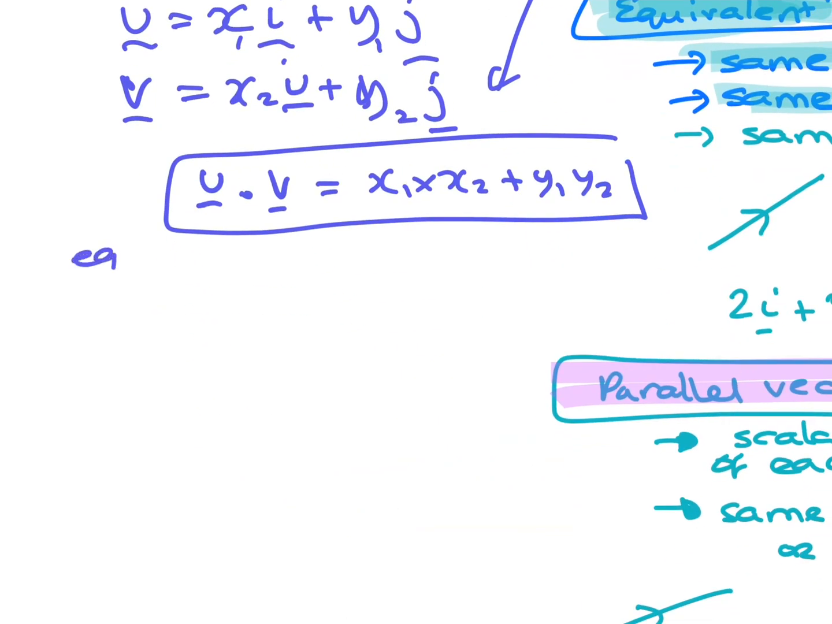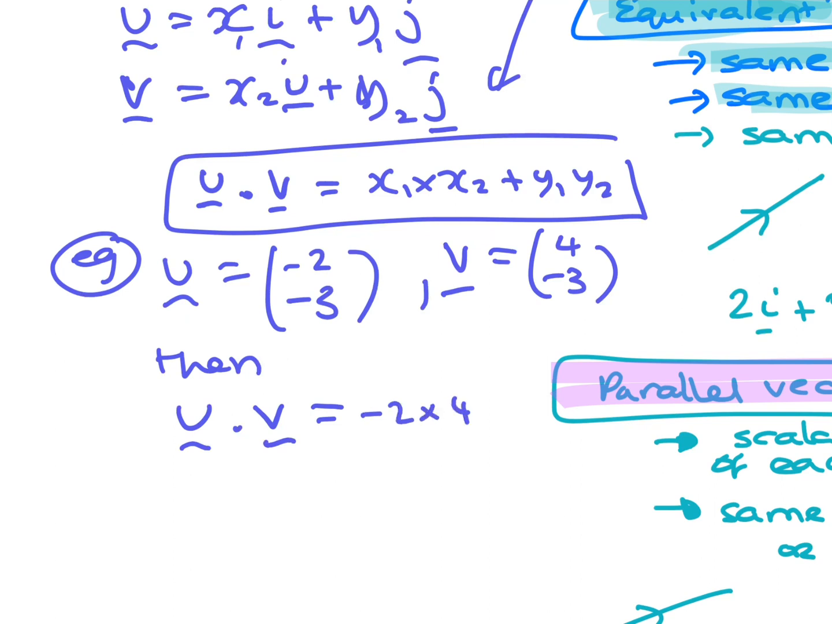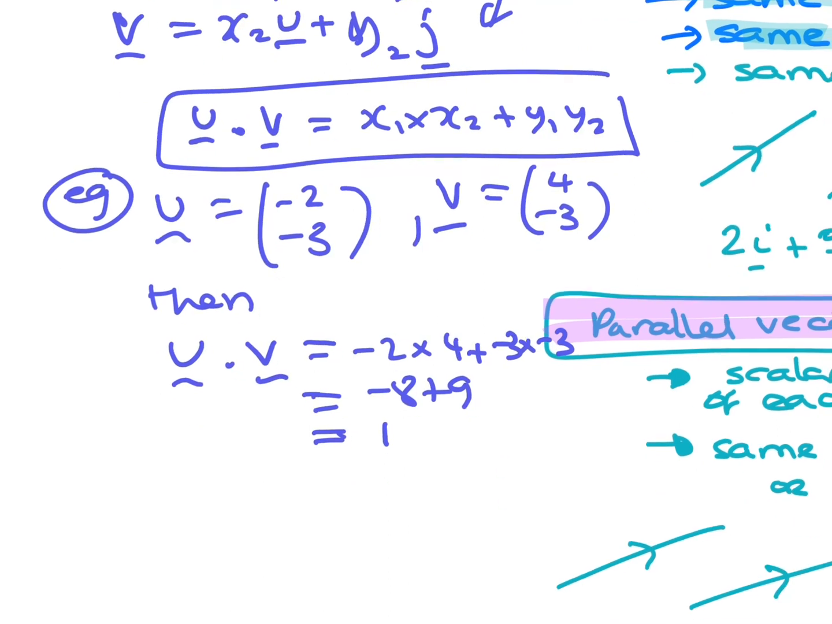So just using it, if u is equal to (minus 2, minus 3) and v is equal to (4, minus 3), then u dot v will equal minus 2 times 4 plus minus 3 times minus 3. So it's minus 8 plus 9, which equals 1. Basically, all you're doing is multiplying the x's, then you multiply the y's and add them together. So that's the first one.